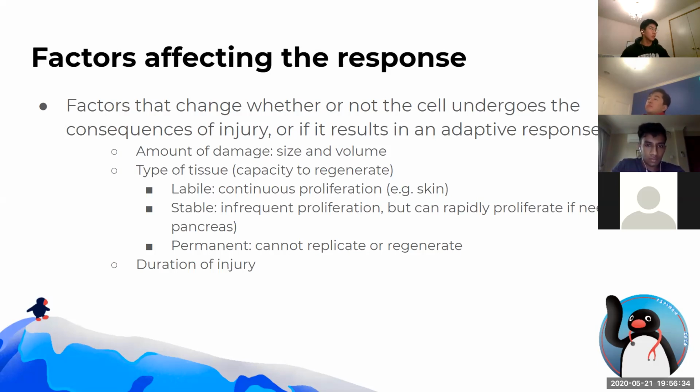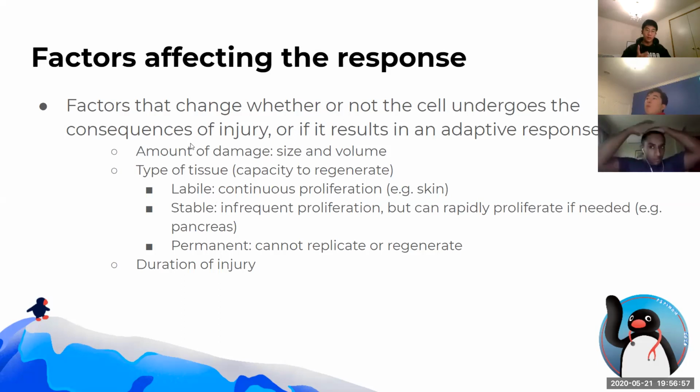So for example, an example of a permanent tissue might be your kidneys. So if you damage your kidneys, you can't remake them. It's not possible. An example of stable is a pancreas. So it can regenerate a tiny bit, but not a whole ton. So those are two of our factors, our amount of damage and the type of tissue.